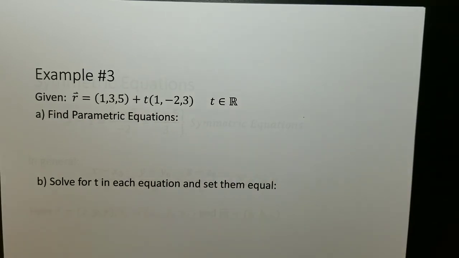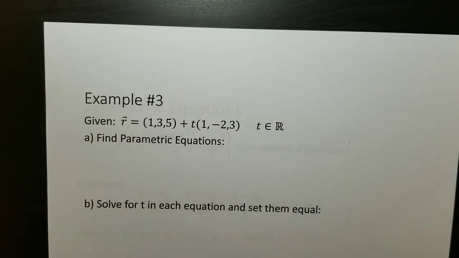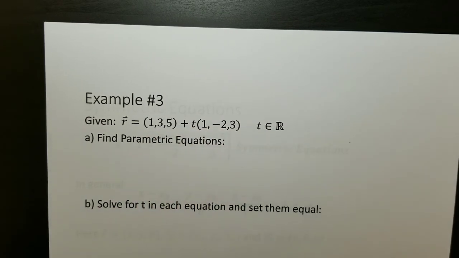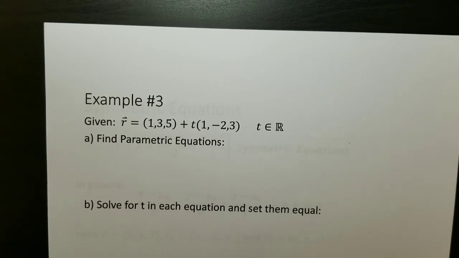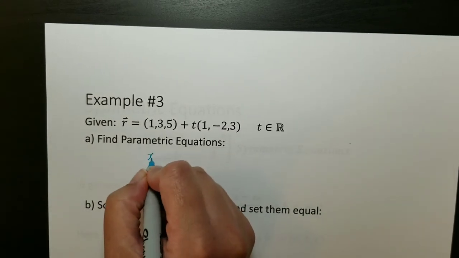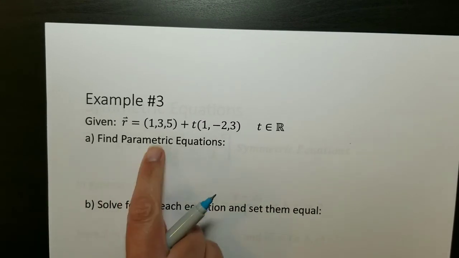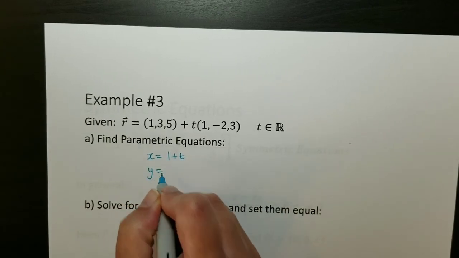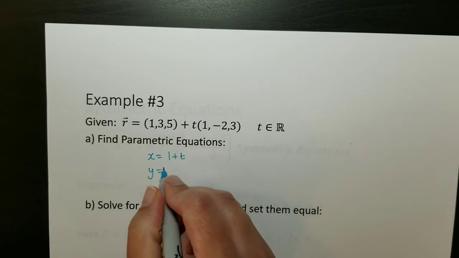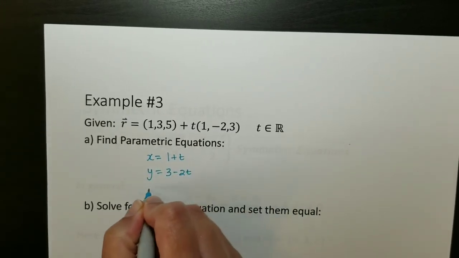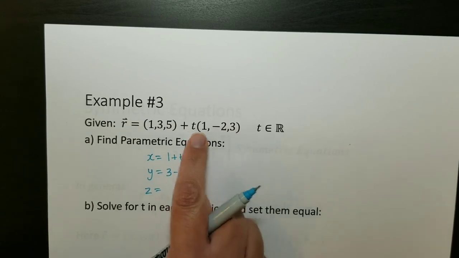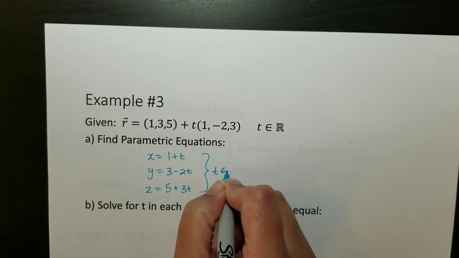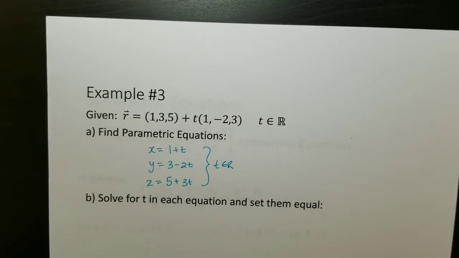So first step here, we have a vector equation. R equals (1, 3, 5) plus t times (1, -2, 3). We're going to find the parametric equations, and that's just looking at the x, y, and z components. So x is 1 plus t, and y is 3 minus 2t, and z is 5 plus 3t. And t is any real number.